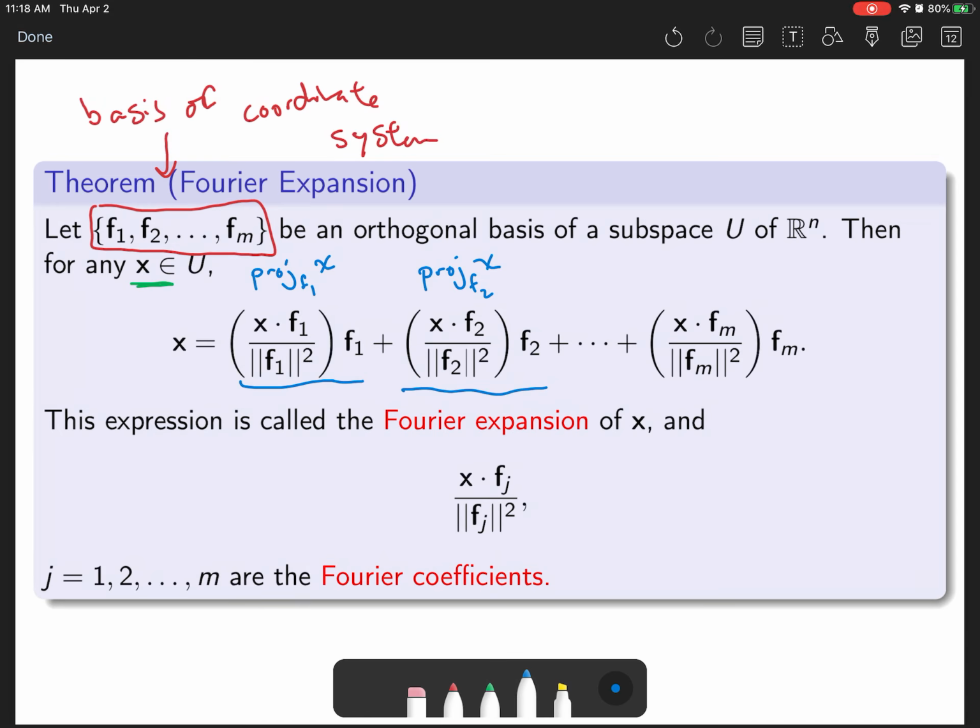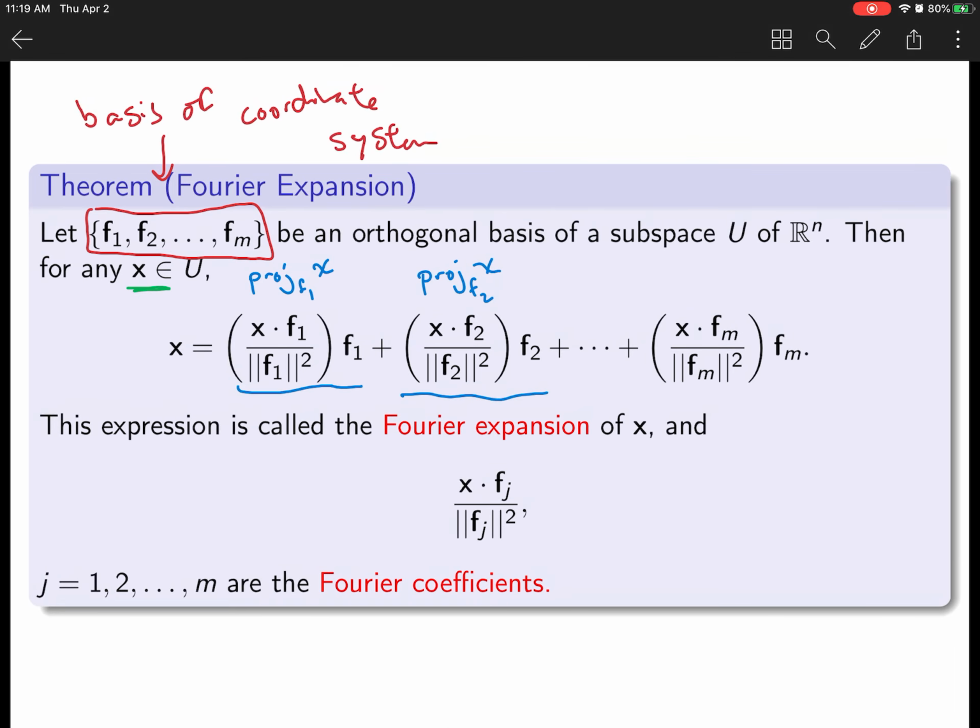All of those are just a bunch of projections. So imagine you start off with an arbitrary vector and then you project it down individually onto each one of your basis vectors. And that is exactly how you come up with this linear combination of basis vectors.